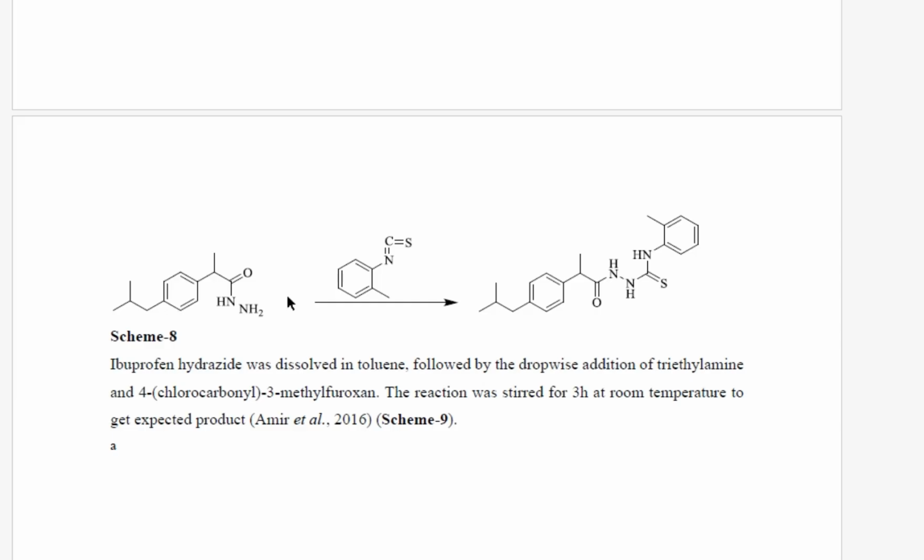The hydrazide was dissolved in toluene, followed by dropwise addition of triethylamine, and the reaction was stirred at temperature. This is also a very effective method to synthesize ibuprofen-based derivatives.